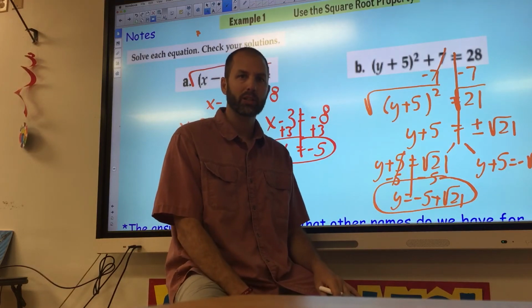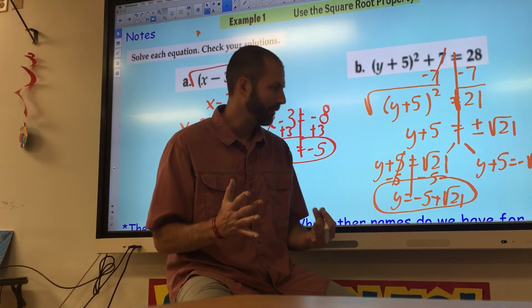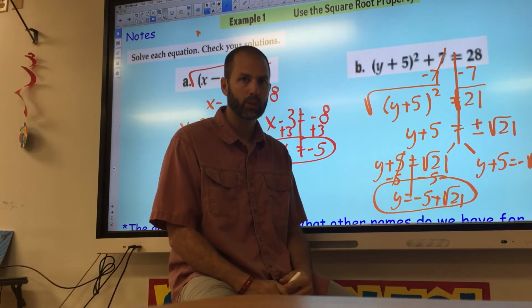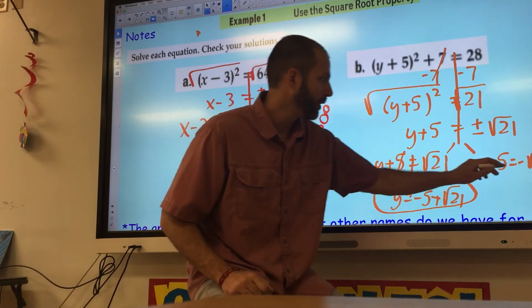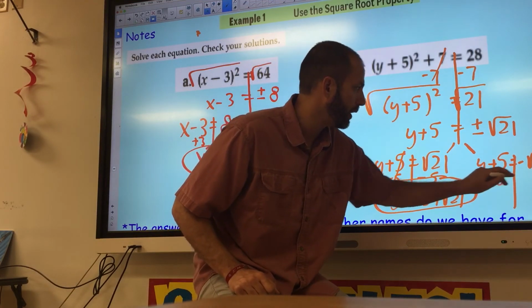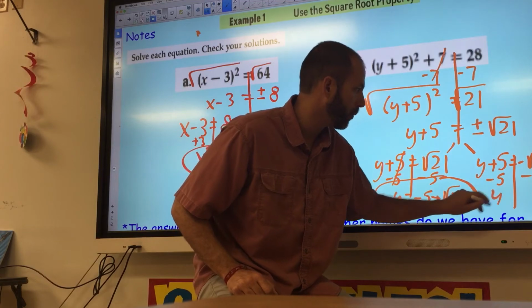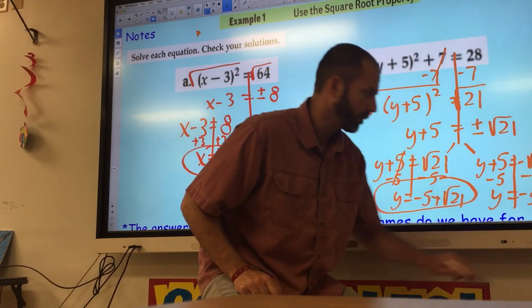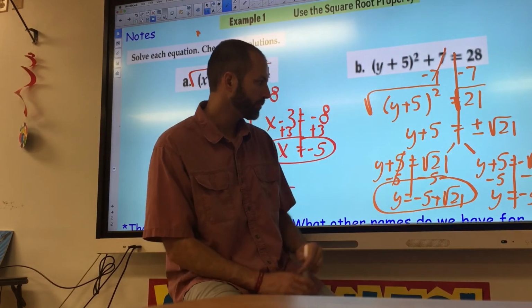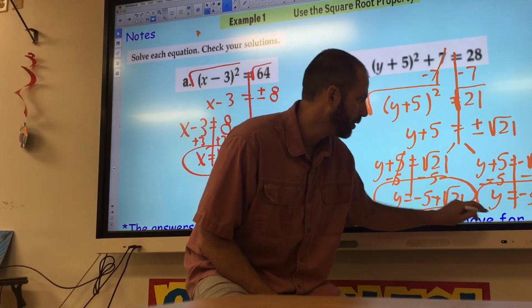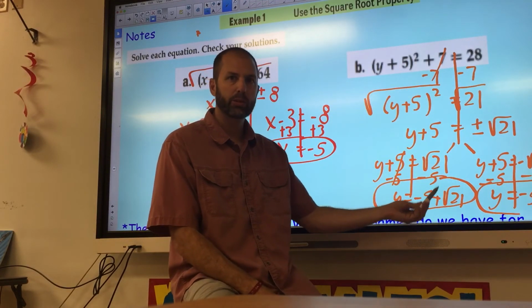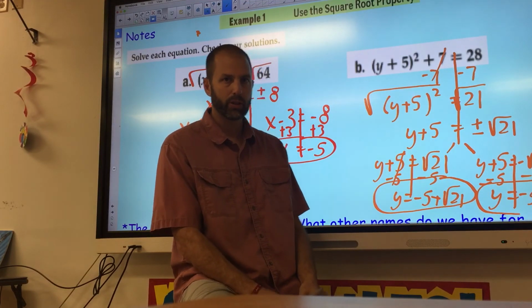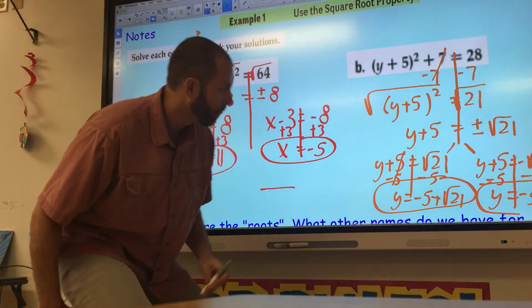So our answer is an expression. We've had that before. We just haven't had square roots involved with it. But that's because, again, this 21 is not a perfect square, so it's not a nice number. And then over here, when you solve, minus 5, you're going to get y equals negative 5 minus the square root of 21. I hope you can see that all the way over there. So our two roots are negative 5 plus the square root of 21 and negative 5 minus the square root of 21. Okay?